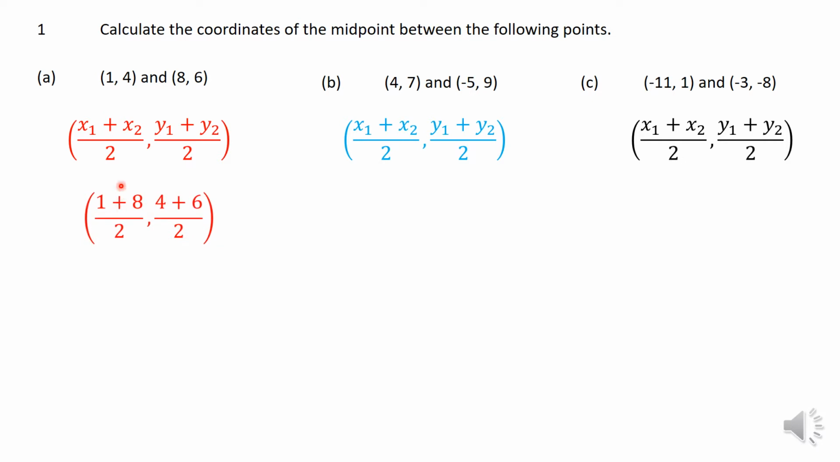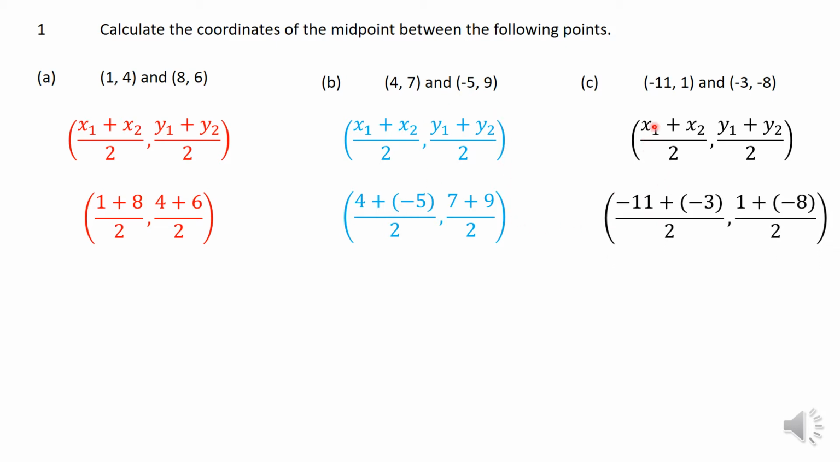1 plus 8, which is your x values, and 4 plus 6. And here you do the same. 4 plus negative 5, you must be careful, that becomes a minus, and 7 plus 9. Find the averages, and negative 11 plus negative 3, and 1 plus negative 8. So be very careful with the sign. I would ask you to put brackets there so you do not end up making a mistake.